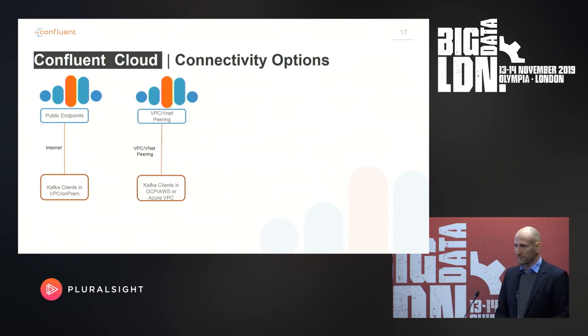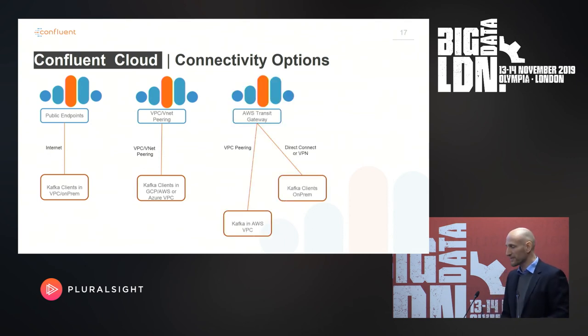The other option is for private networking. So you can do VPC or VNet peering. So if you have a requirement that it needs to be private networking, it needs to be fenced off and isolated, we can connect to your environment using VPC or VNet peering. And then your clients need to be inside of the VPC or the VNet that we're peering with, because it's going to be a private networking domain.